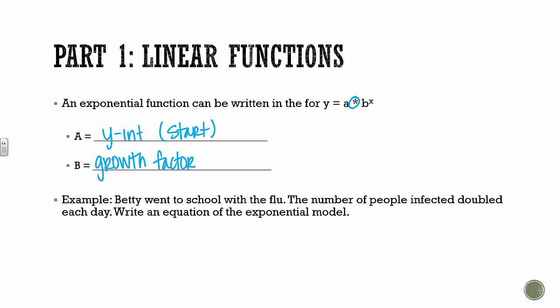So go on down to the bottom of the exponential part, and Betty went to school with the flu. The number of people infected doubled each day. Write an equation of the exponential model. So it's got to fit this, a times b to the x power. So our starting value was just Betty. There's just one of her. And then the number of people doubled each day, so our growth factor is 2. Now, most of the time when you get something like this, it's just written y equals 2 to the x power, but you can definitely write the 1 there if you want.